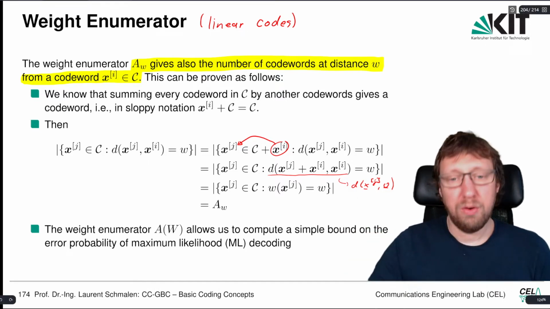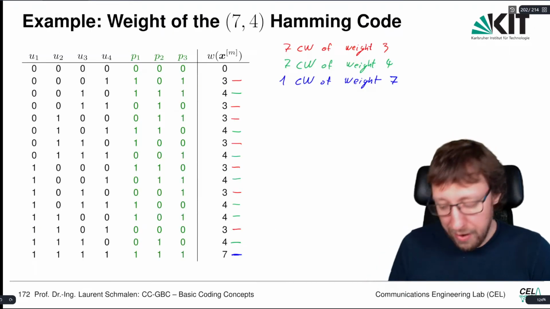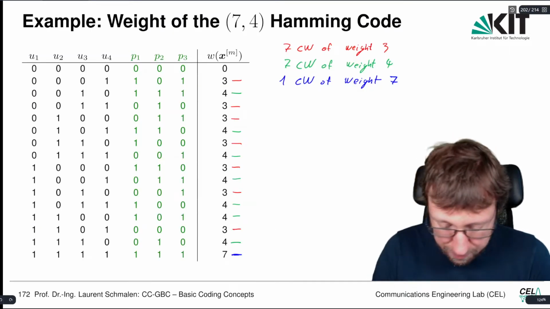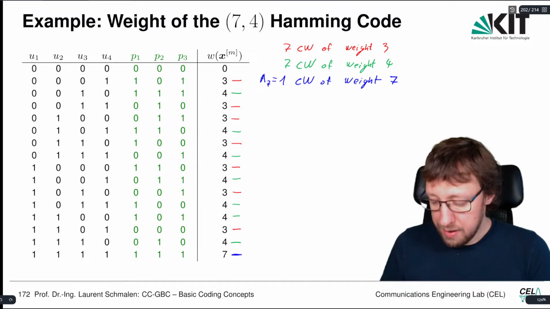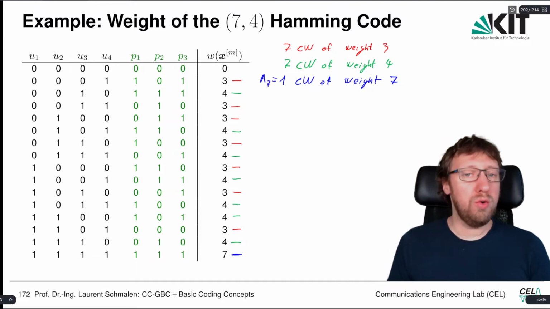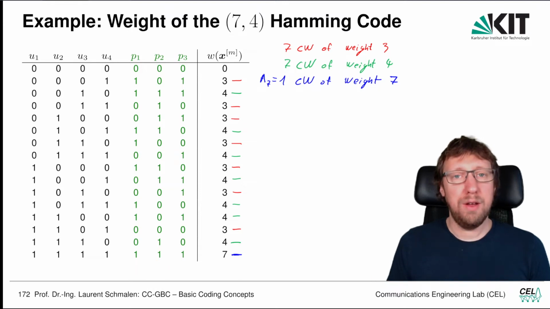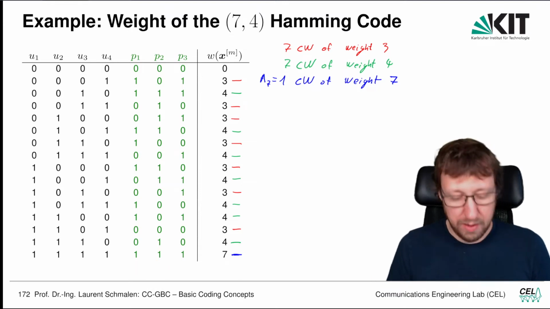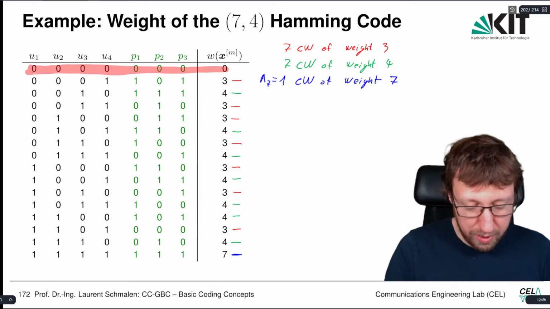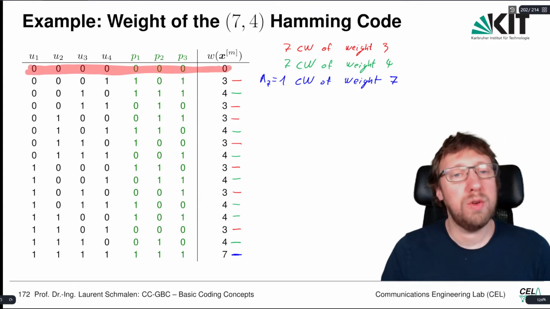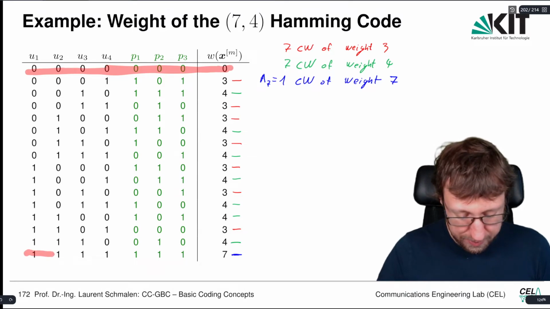So if we go back to our Hamming code, A7 is equal to 1. So there is always one code word at distance 7 from this code word. So we can look at this one. So we know that there's one code word at distance 7. That's this one.